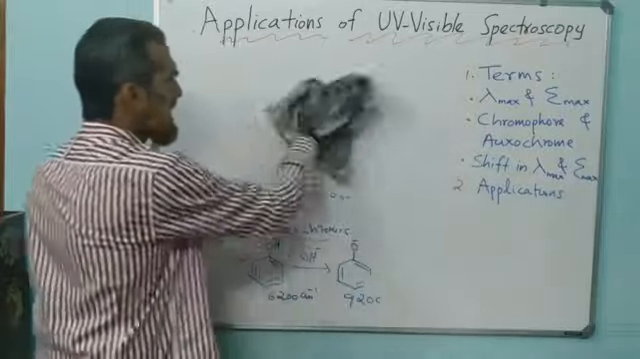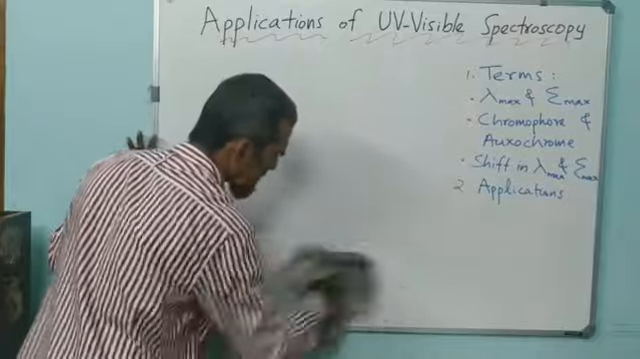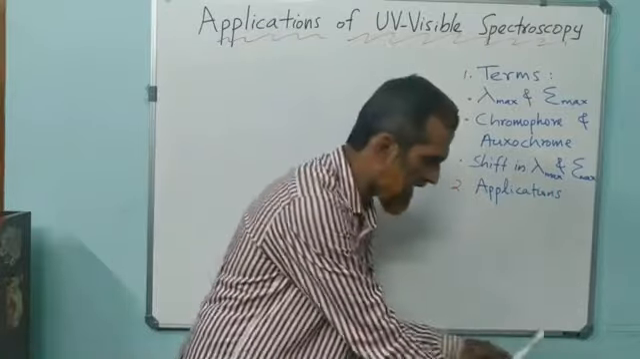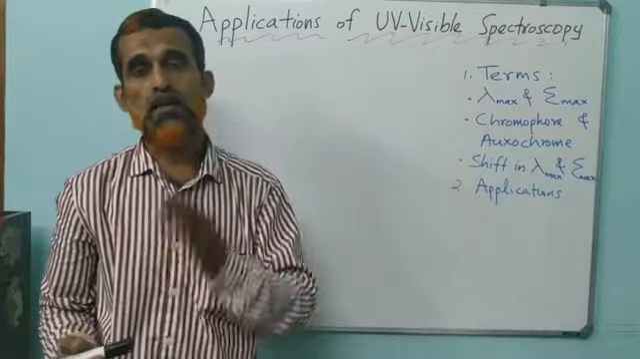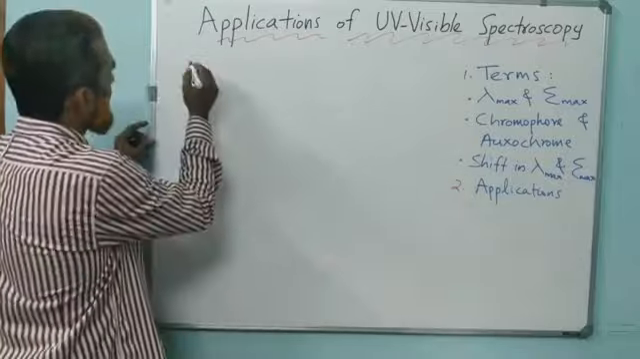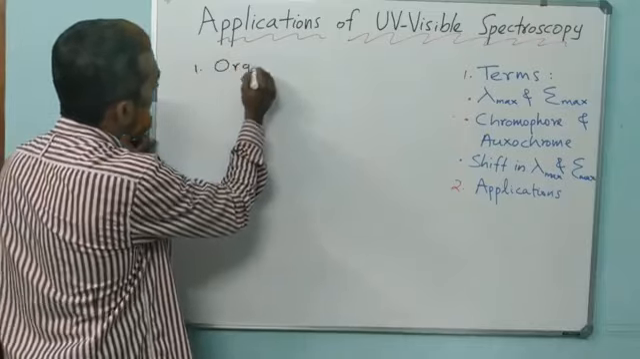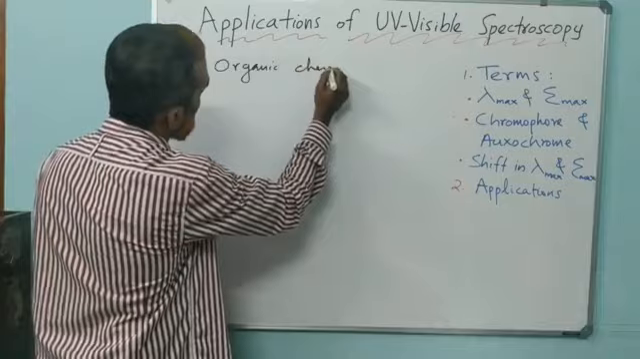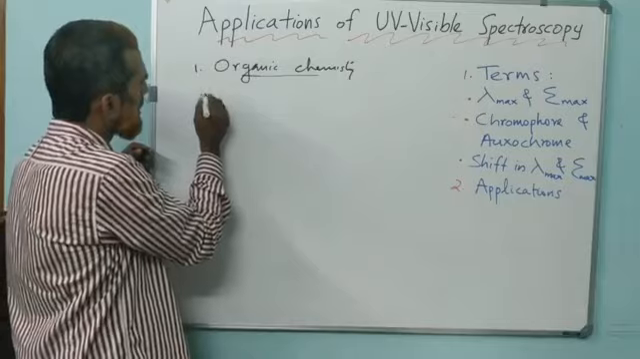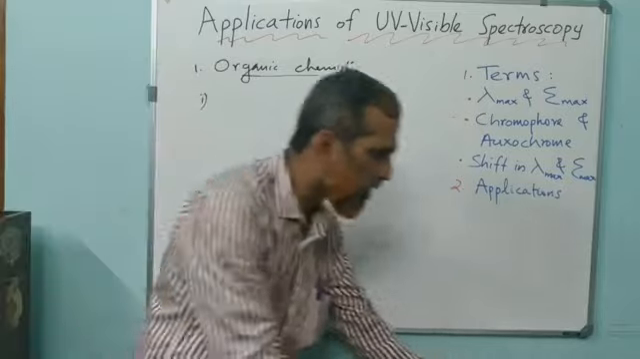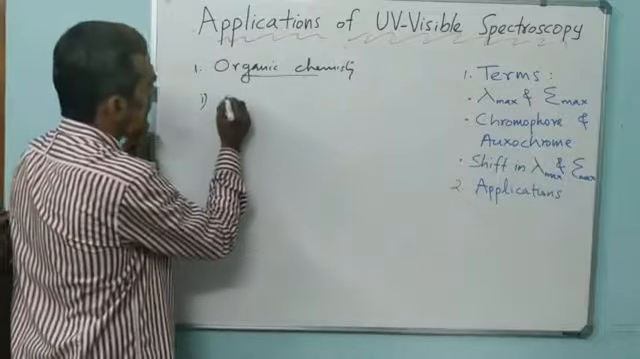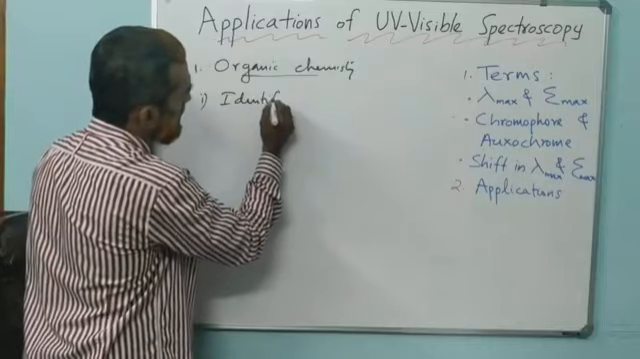Some important applications. See that UV visible spectroscopy or electronic spectroscopy has wide applications in organic chemistry, inorganic chemistry, as well as quantitative analysis, starting with applications in organic chemistry. Applications in organic chemistry. Let us cite a few examples. Number 1, to identify compounds. We can identify compounds by UV visible spectroscopy. Identification of compounds.